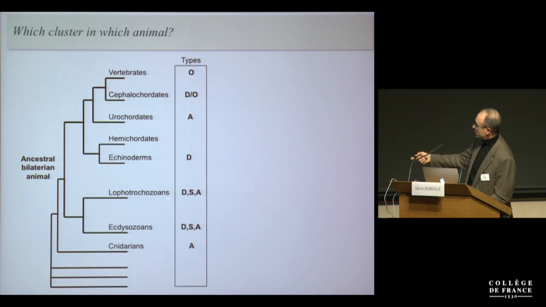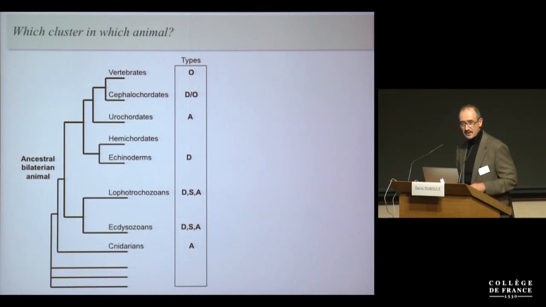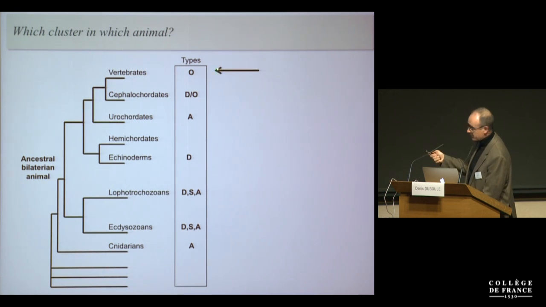You can go to Lophotrochozoans, to ecdysozoans, arthropods, or annelids, or whatever. You will see disorganized, split, atomized clusters. However, you will never see a fully organized gene cluster in any other taxon than in vertebrates. And in addition, all vertebrates display this very tightly organized distribution of Hox genes in their cluster. So we need to explain that.